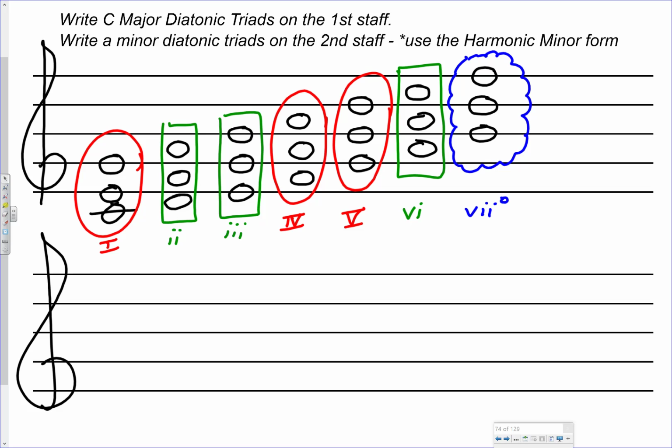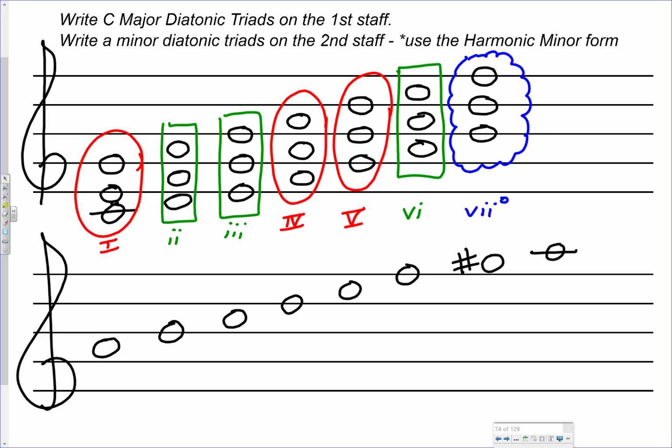Okay, on the second staff, we're going to write the A minor diatonic triads, and we're going to use the harmonic form. So let's do this together. So if we're in the key of A minor, our tonic triad is A. I'm just going to spell out the harmonic minor scale. A, B, C, D, E, F, G sharp, A. Recall that harmonic minor has a raised leading tone, making it ti. So in the key of A minor, we have a G sharp.